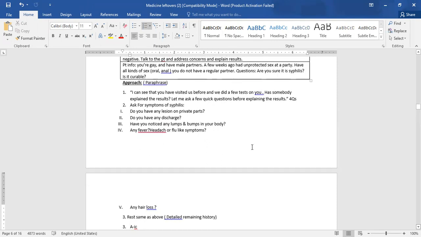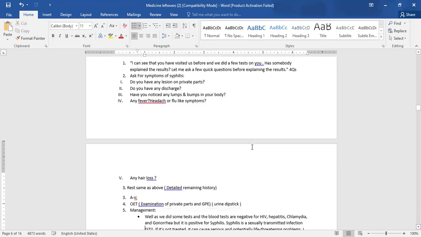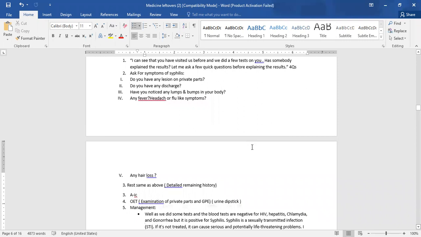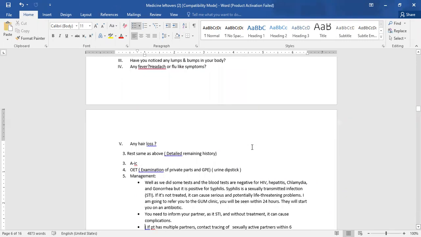Have you had any fever, headache, or flu-like symptoms? Have you noticed any hair loss? Because all these symptoms can be present in syphilis, so you have to ask them. And then take the rest of the history, all the other questions: sexual history, PMH, drug history, family history, social history, everything.